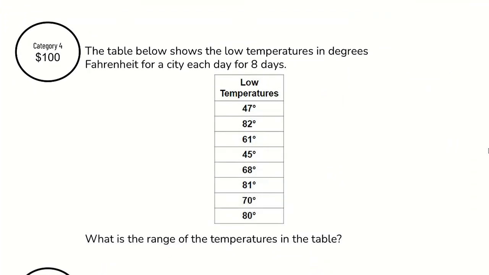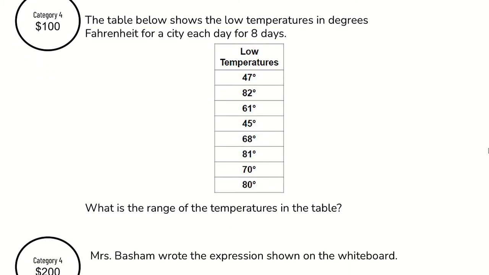Okay, the table below shows the low temperatures in degrees Fahrenheit for a city, each for 8 days. What is the range? Okay, range is the biggest number minus the smallest number. So don't make the mistake of just doing the last and the first, because that's what lots of people do. So I definitely want to go through and find the biggest one.